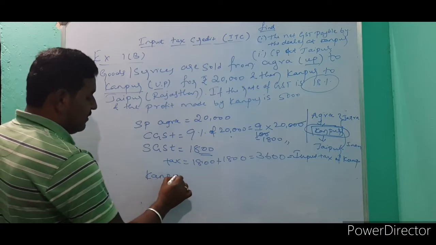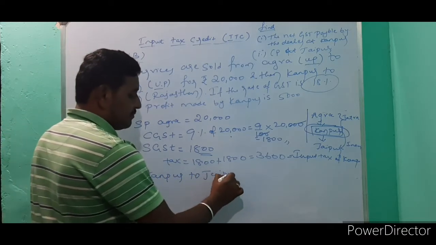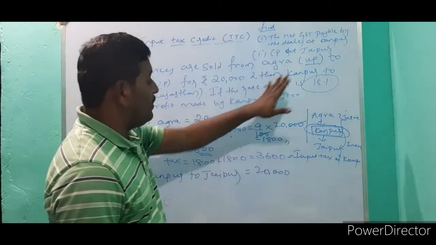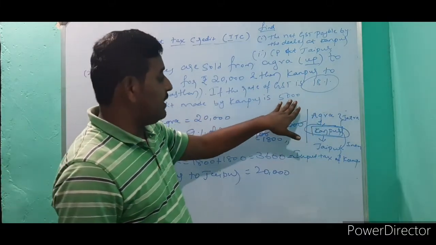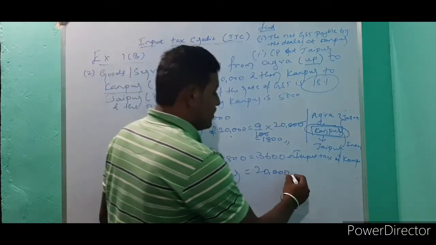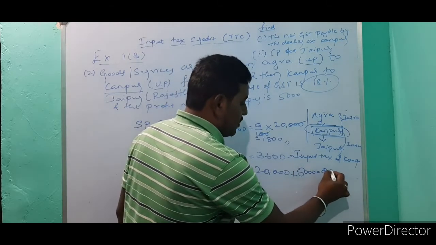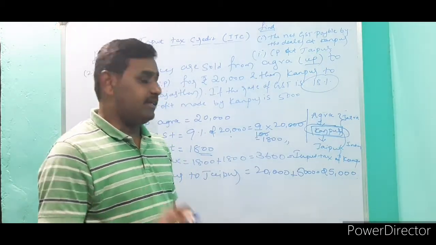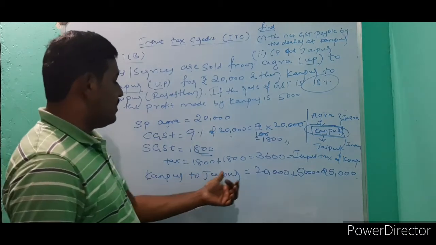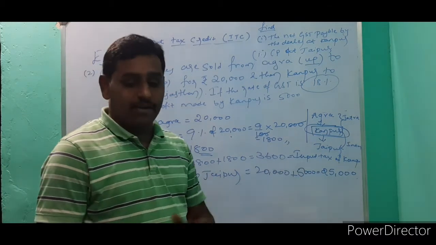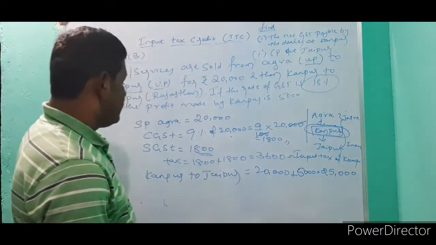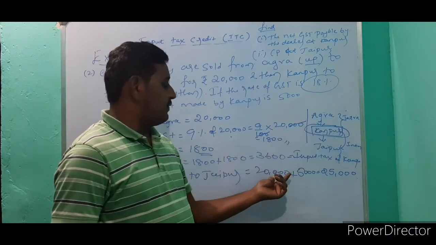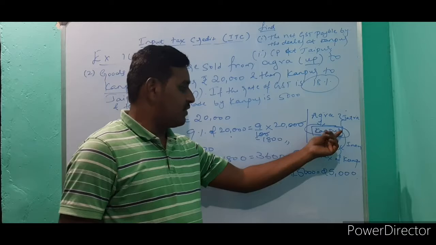Now goods are sold from Kanpur to Jaipur at 20,000. But Kanpur wants to make a profit. How much profit does he want to make? 5,000. If you add that 5,000, the total cost is 25,000. So after 20,000, if you add 5,000, you get 25,000. This is the selling price of Kanpur to Jaipur.